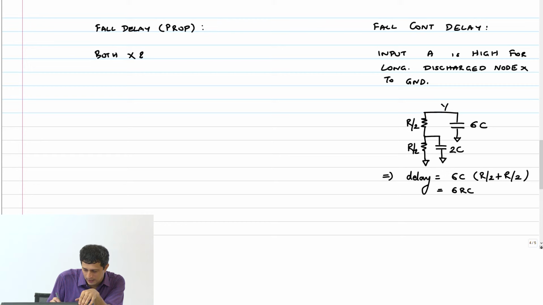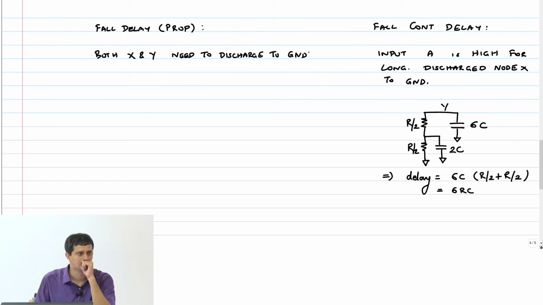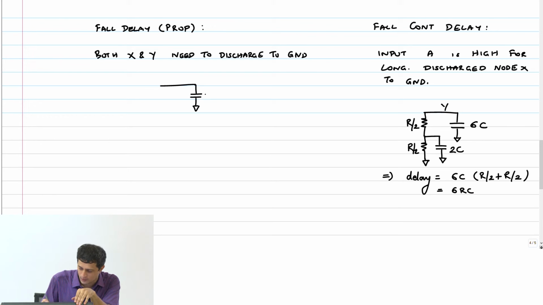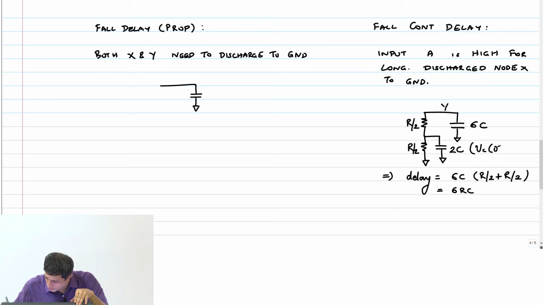For propagation delay, both X and Y need to discharge to ground. Right? So what's the equivalent circuit? I have here, I think I should write this, Vc of 0 minus equals 0.